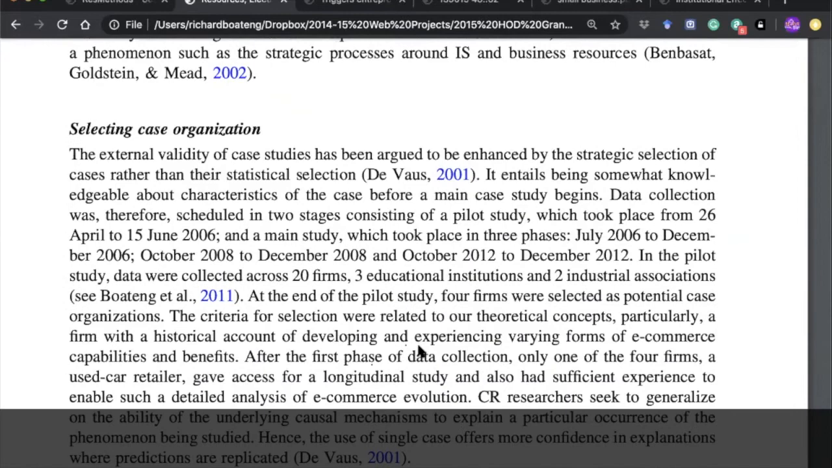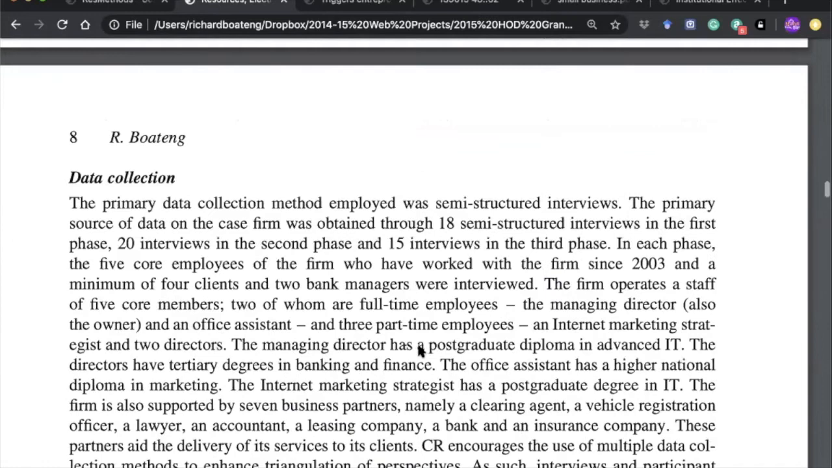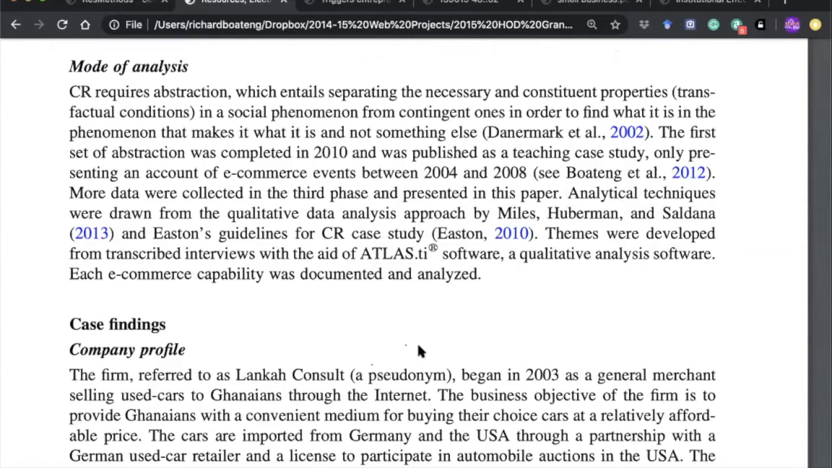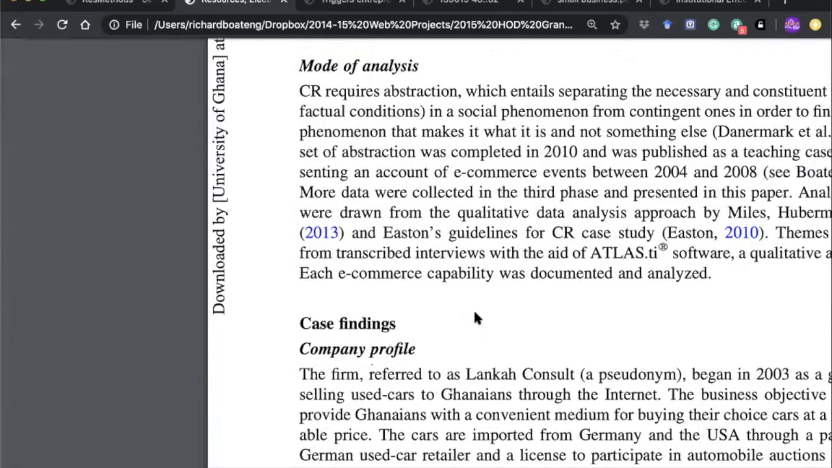So the next thing is to talk about how the cases were selected, which is also from the critical realism perspective, and the data collection tool and process, also from the critical realism perspective. Then it goes to the analysis. So I just want to jump to the analysis. The CR, that's critical realism, requires abstraction, which entails separating.